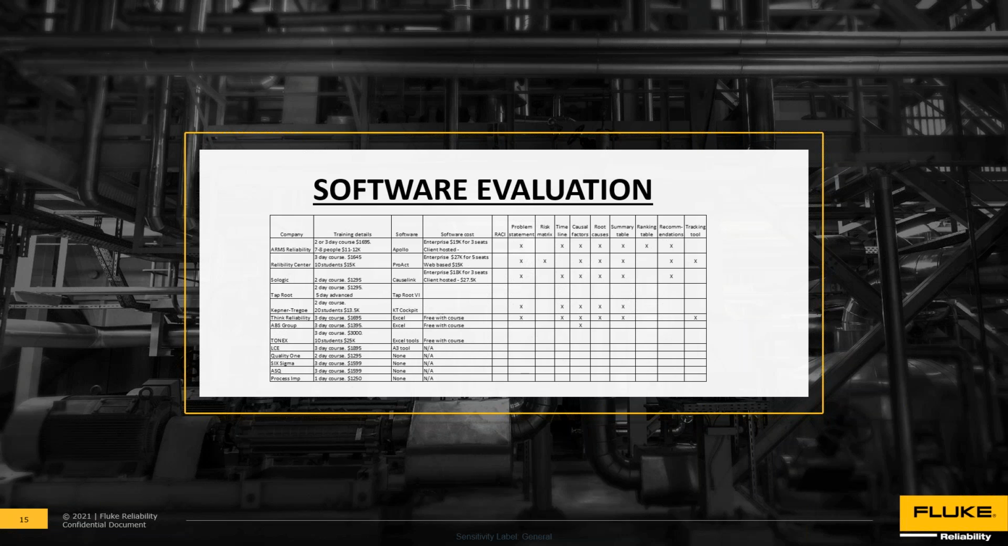Looking at software, there's a lot of them out there. So this is actually the list that I came up with. Some of it I just did searches on the internet for who does what. And then across the right side, I'm like, okay, for an RCA, these are the elements that I want to be able to do and capture in the software. I'm going to have a summary table. I want to have all the causal factors. What are the recommendations? I want to be able to track it.